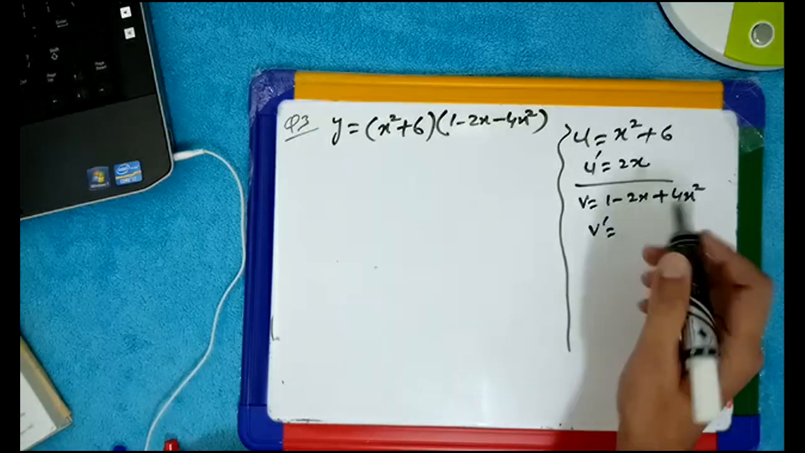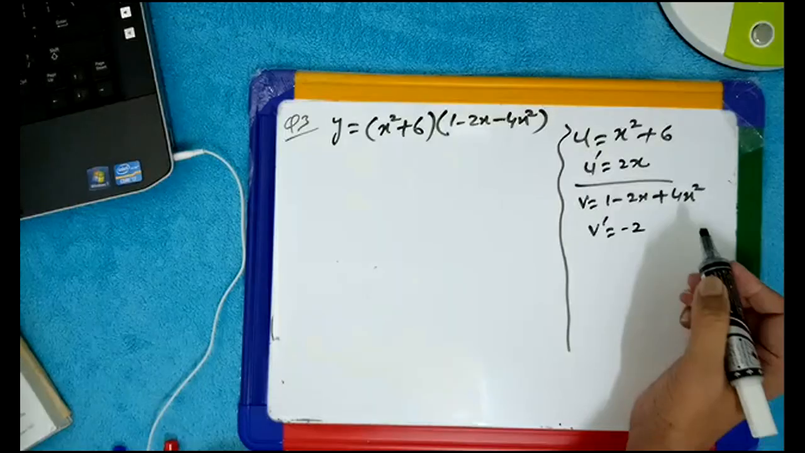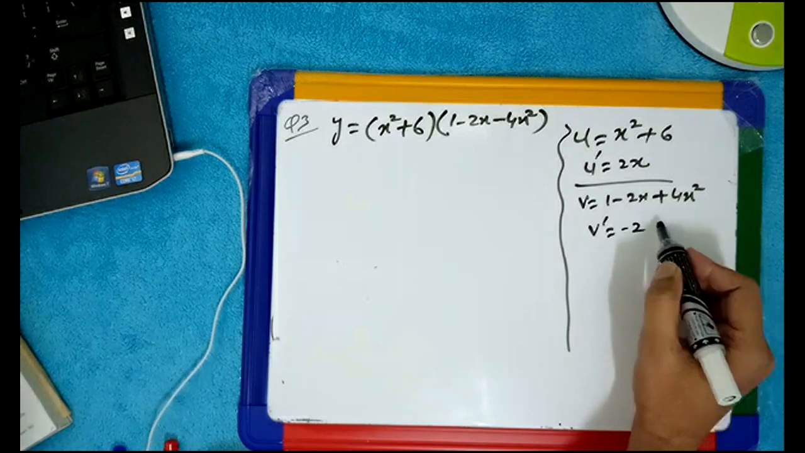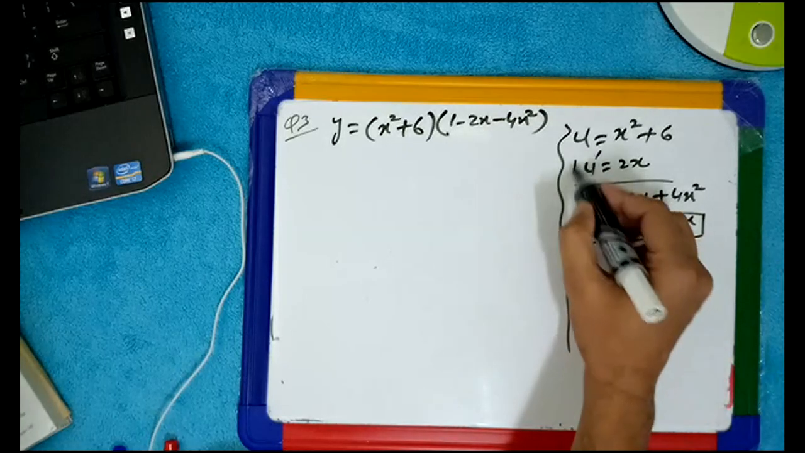The derivative of 1 will become 0. Oh, wait, I keep forgetting. So the derivative of 2x is 2, yes. So 2, minus 2, plus 8x. Excellent. So you got this. You got this.